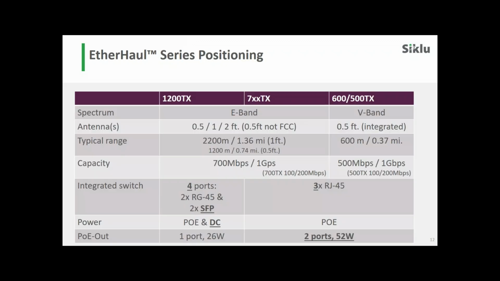So it's a little bit tricky when we think maybe about all these different options. We have the 600, 500 TX ODUs. We have the 7XX series of ODUs. We have the 1200 series of ODUs. What is going to work for everybody? And the way I try to look at it is the following. Hopefully that will allow you also to decide what is going to work in your respective market.